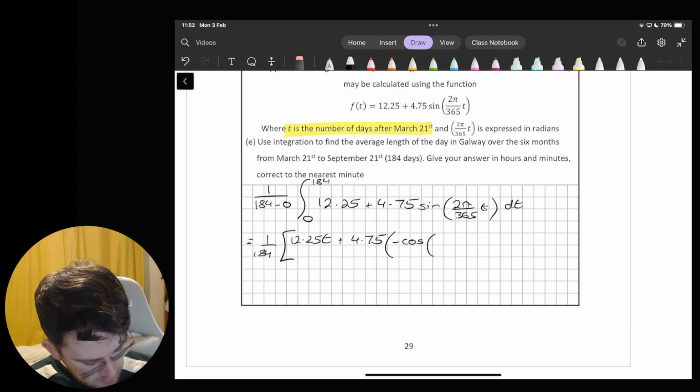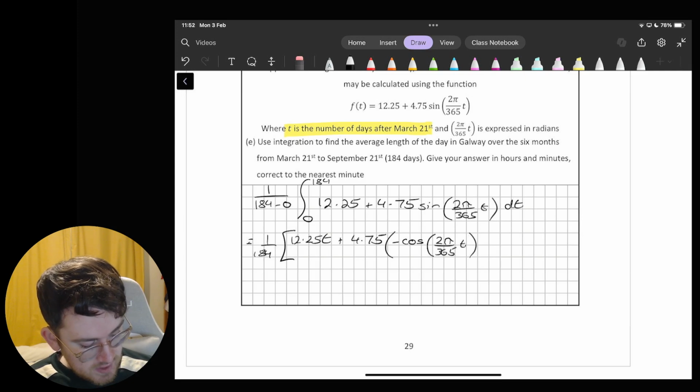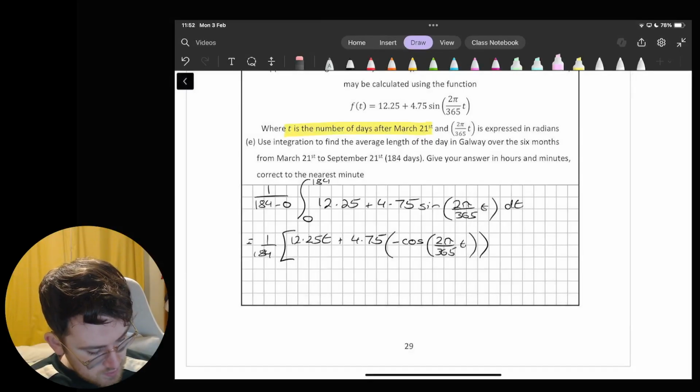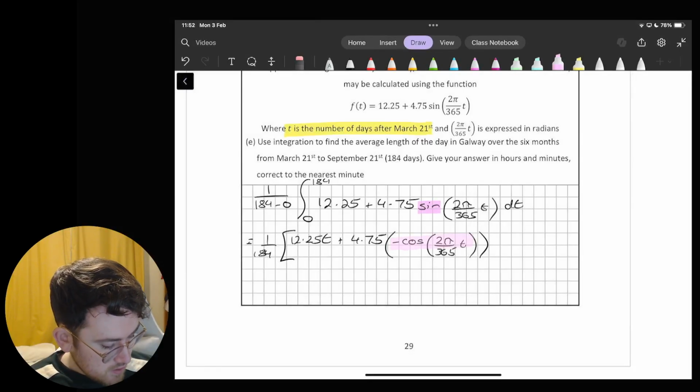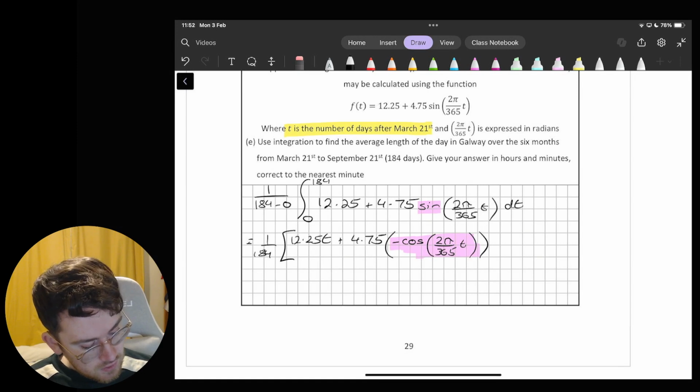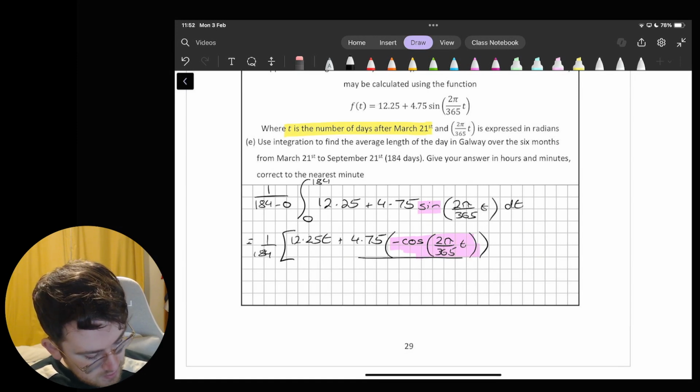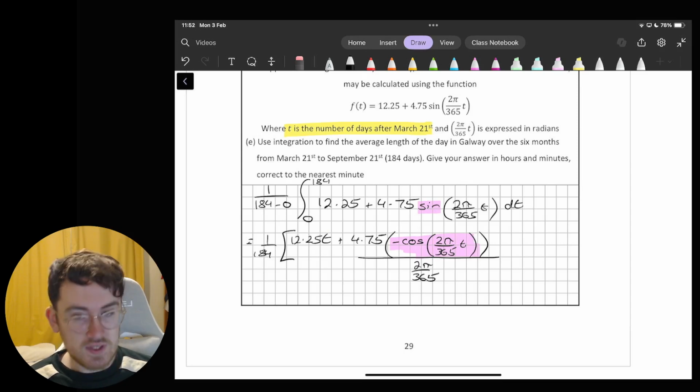Minus cos 2 pi over 365t. So we integrate the sine part. Okay, so let's kind of mark these in. We integrate the sine part to get minus cos to get all of this. And we also then need to divide by the 2 pi over 365, because we consider the fact that if I was differentiating, I would multiply by that. So to integrate, I need to go the opposite way.